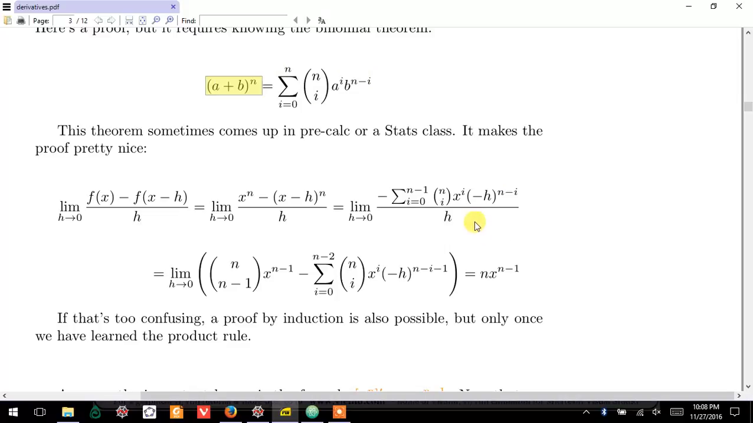So what I've done is I know that in this case, when I line these things up, instead of talking about a, I'm really talking about x, and instead of talking about b, I'm really talking about minus h. So I know that one of these terms, the very last one, by plugging in n, will get me x to the n, and it'll cancel with this x to the n. So I've gone ahead and done the cancellation already.